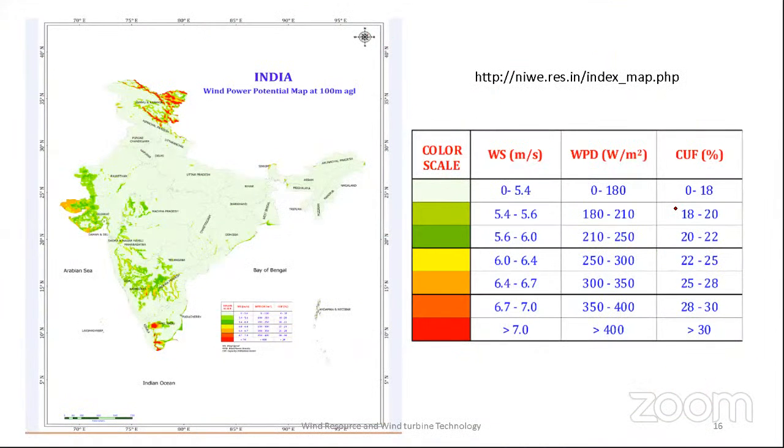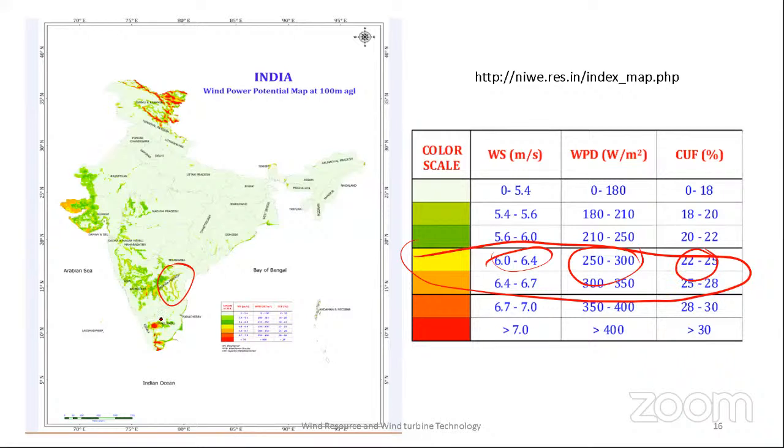So this is the Andhra Pradesh region. Just look at here, almost green and orange, I mean, yellow and orange are there. It means that this particular location has a wind speed in the range of 6 to 6.5 meter per second, and wind power density is 250 to 300 watt per square meter. So the capacity utilization factor is 22 to 25.